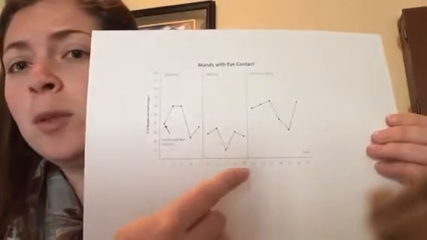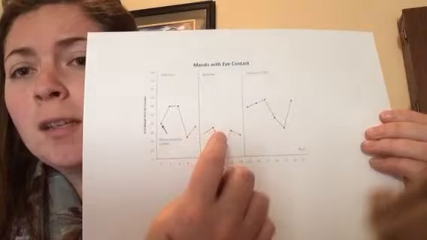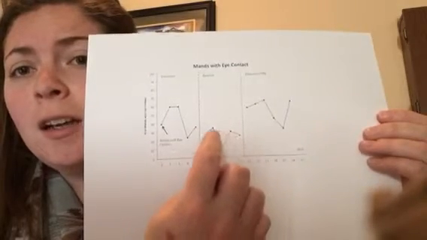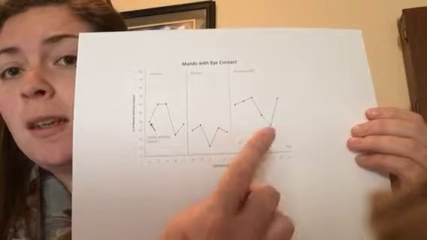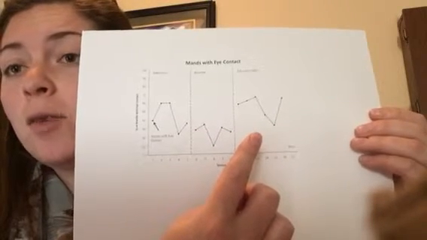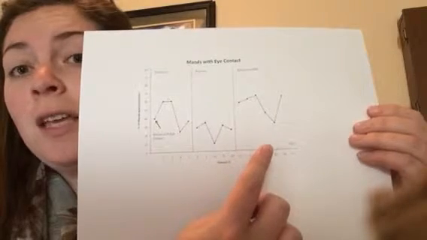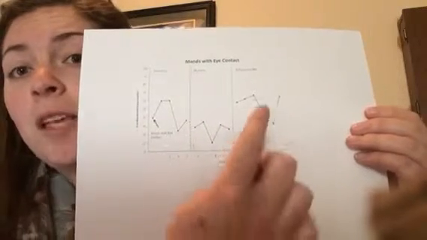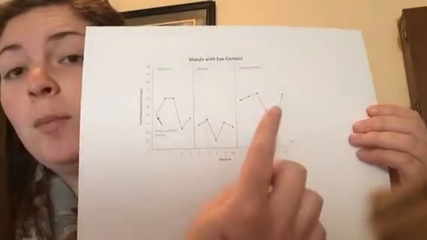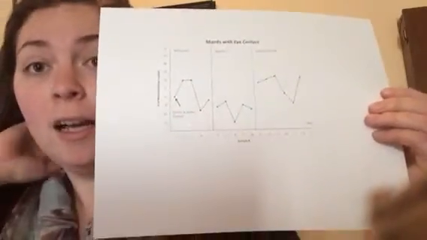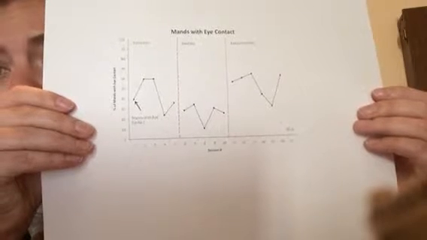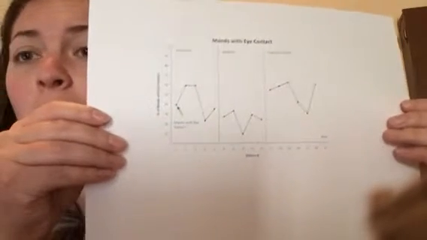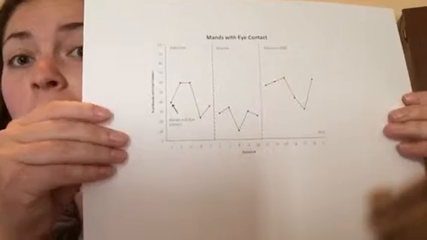Again, kind of variable data, but we're seeing nothing above 40% here. So after 6 data points, we decided to move to our extinction plus differential reinforcement phase condition. And as you can see, there's a pretty significant jump in data here. We're seeing data between 60 and 70%, which is exactly where we want to see mands with eye contact.